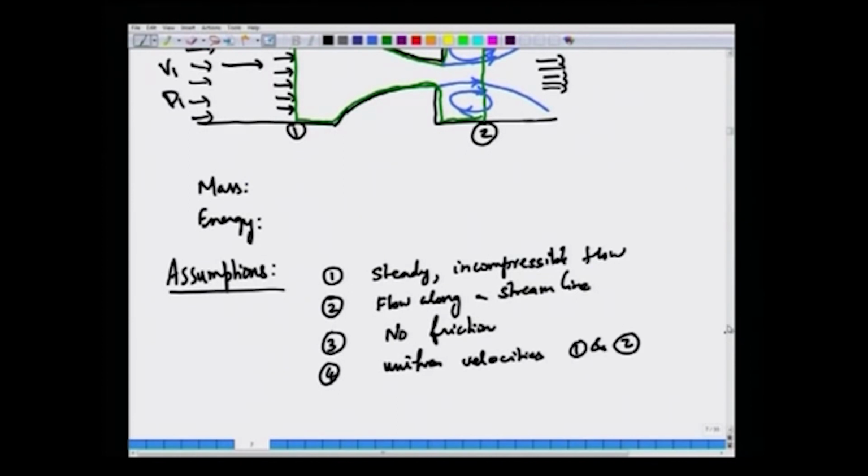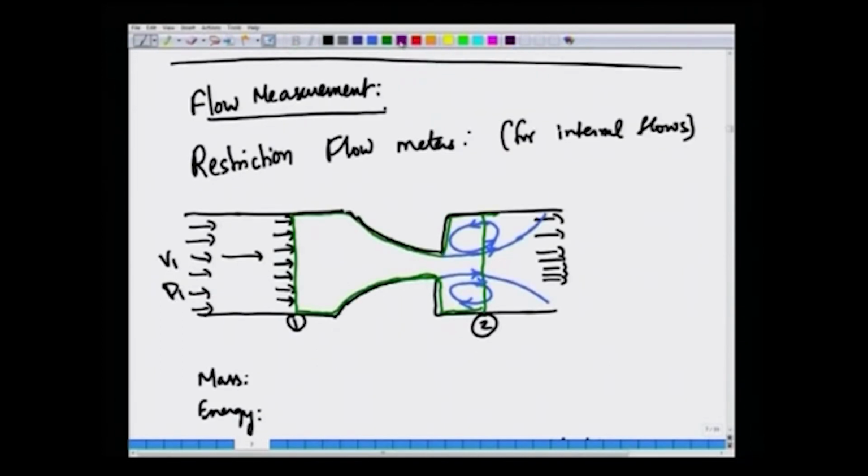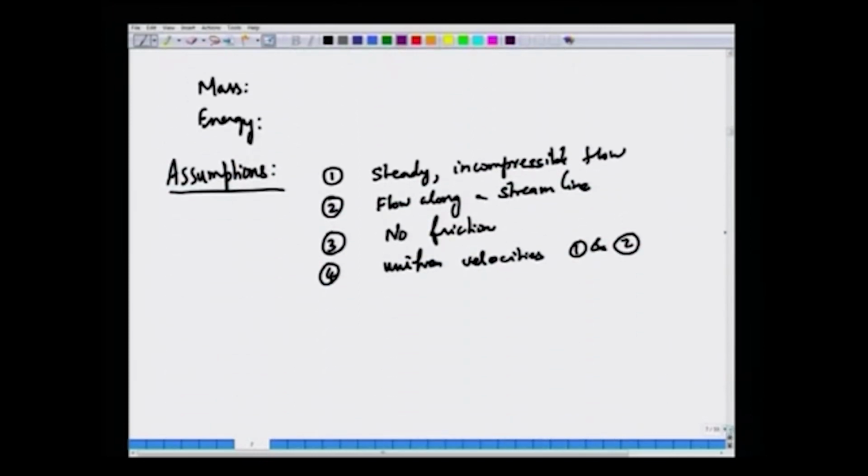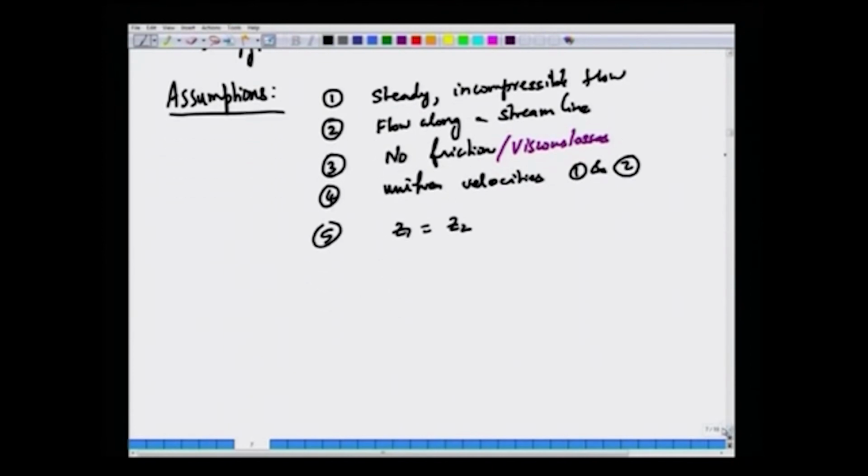So, essentially we are considering a streamline and we will use the Bernoulli equation and correct it later, because we are assuming no friction, no viscous losses. No friction means no viscous losses. But that is not a good assumption, we will correct it later, and we will also assume that the elevation is the same between points 1 and 2, that is a good assumption.